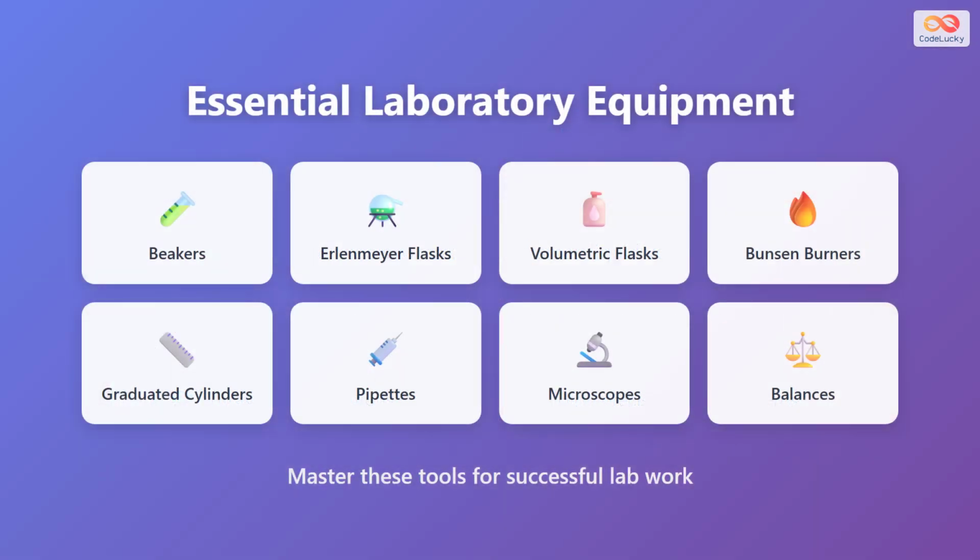Let's review the essential laboratory equipment we've covered today. We explored beakers for general mixing and approximate measurements, Erlenmeyer flasks for safe swirling and reactions, volumetric flasks for precise solution preparation, Bunsen burners for controlled heating, graduated cylinders for accurate volume measurements, and pipettes for exact liquid transfer.